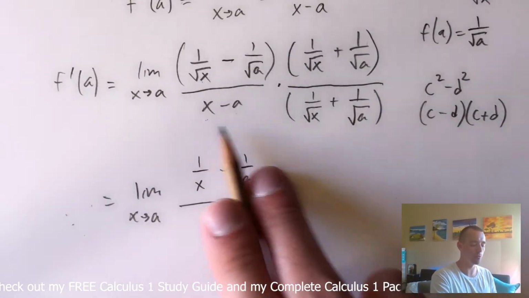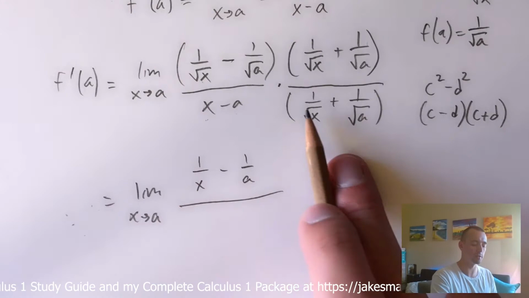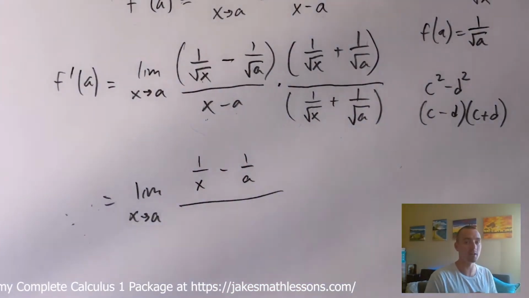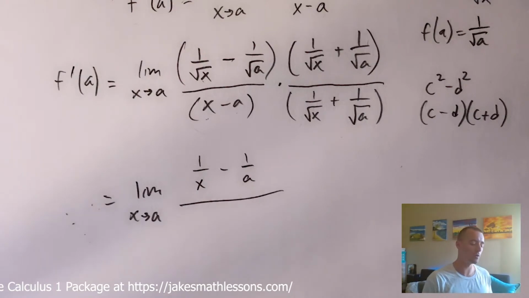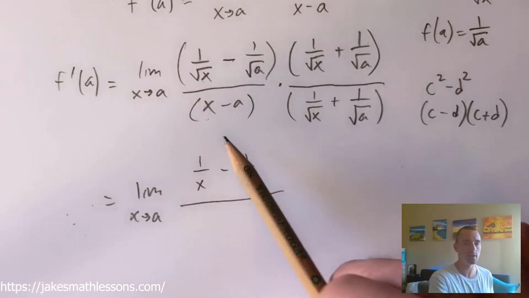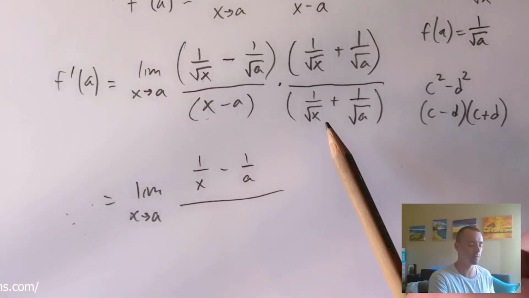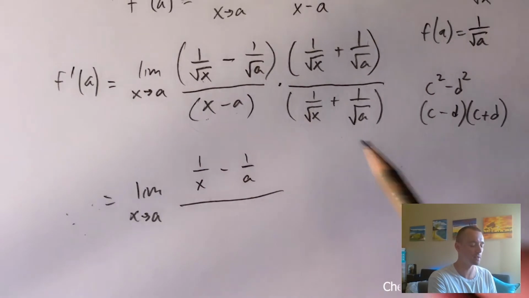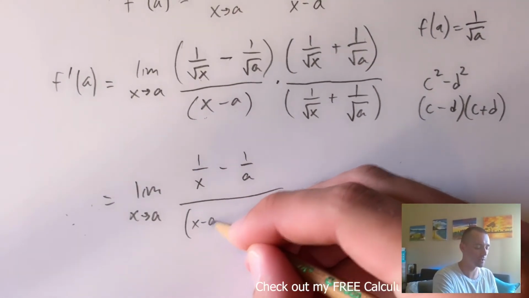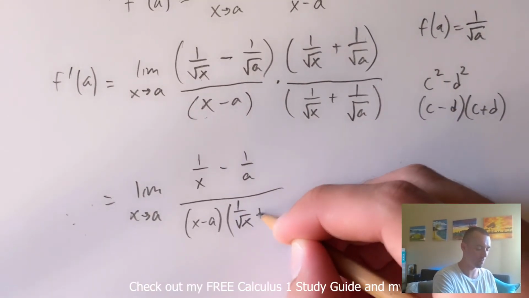And then on our denominator down here, we're going to do x minus a times all this here. You could FOIL this out, but that's really just going to make things more complicated. Remember, our goal is to get an x minus a term both in the top and the bottom so that they can cancel out. We don't want to FOIL it out because it's going to be harder to cancel that x minus a term out. We're just going to have to undo that later. So on the bottom, we're just going to have x minus a times 1 over root x plus 1 over root a.